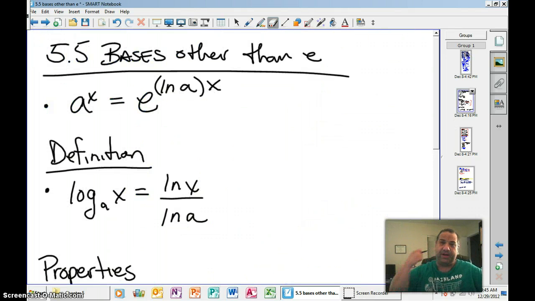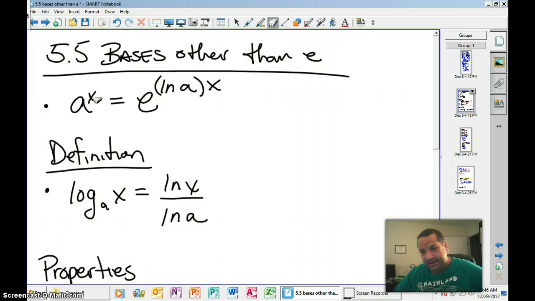Let's get to 5.5. So every base I've been talking about has been the natural log or e. All right? But now we're going to talk about a base that's other than e. For example, if this was e based natural log a times x, it would just be a to the x.